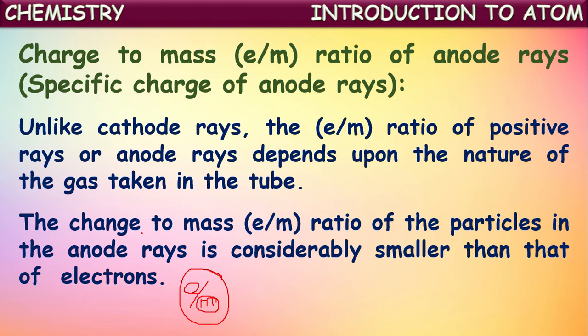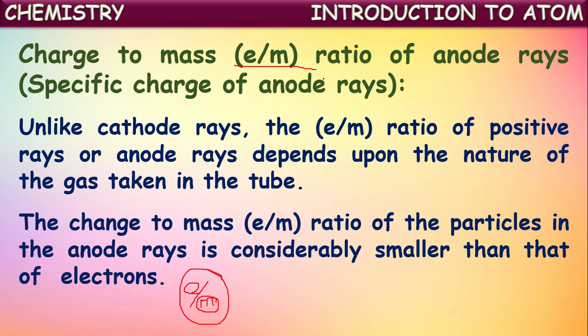The E by M ratio for protons is smaller than that of electrons. But here the E by M ratio of anode rays is not fixed. There are different kinds of anode rays. One of those, and the smallest one, is the proton, that is the H plus ion. So for different anode rays, different charges and different masses will be there, and hence their E by M ratio will be different from others. It changes from gas to gas taken in the discharge tube.